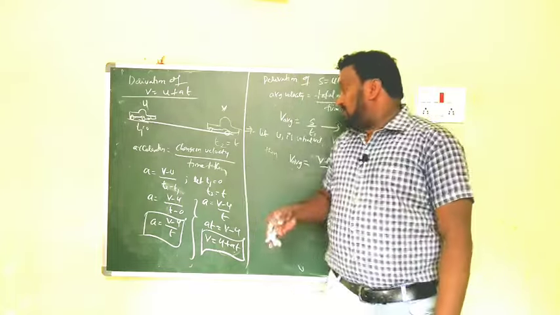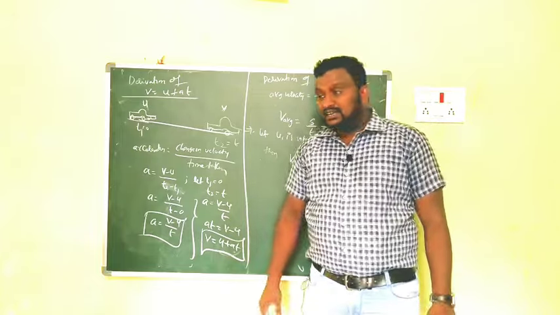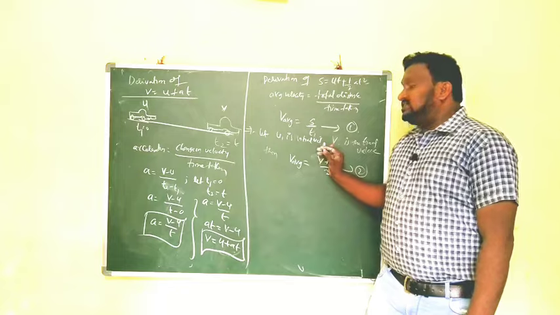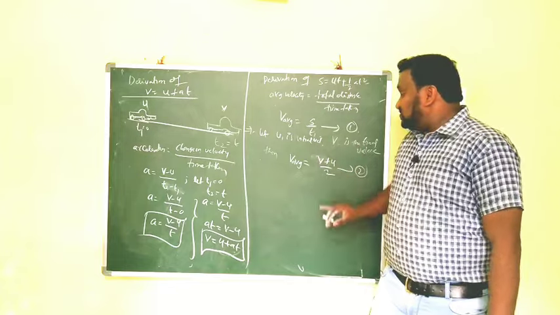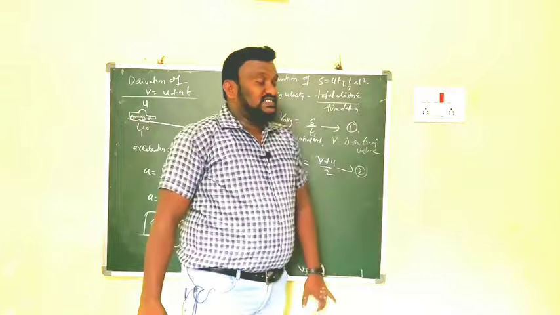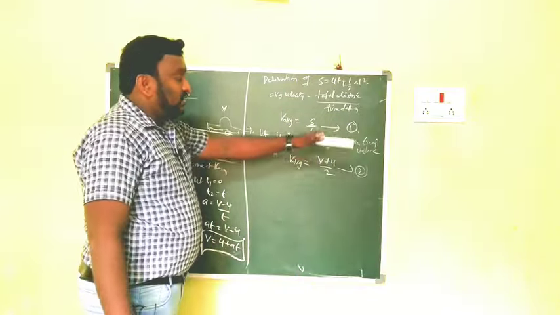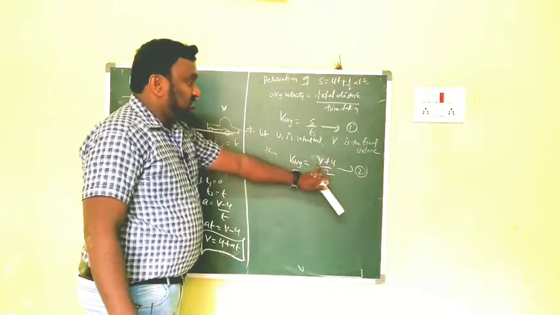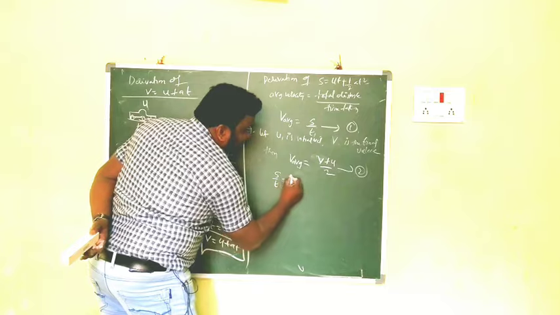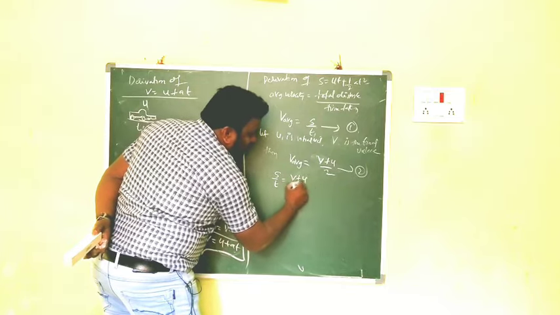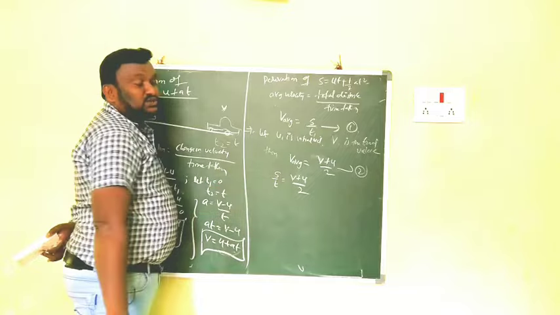From mathematics, what do we write? If x and y are two quantities, then their average is x plus y by 2. Here we are taking v as the final velocity and u as the initial velocity, then the average velocity is v plus u by 2. Both are representing the same thing. From equations 1 and 2, LHS are equal, so you have to write RHS is equal to RHS. That means S by t is equal to v plus u by 2.